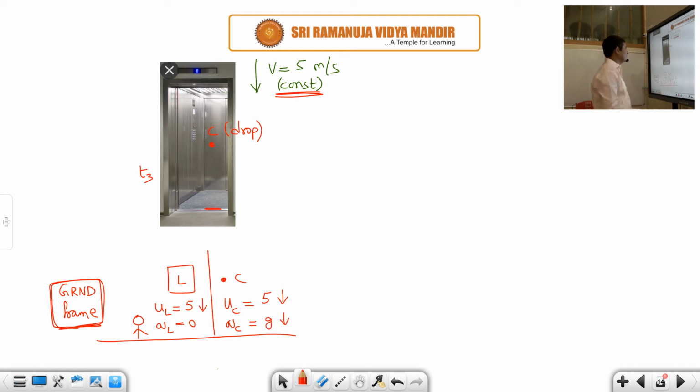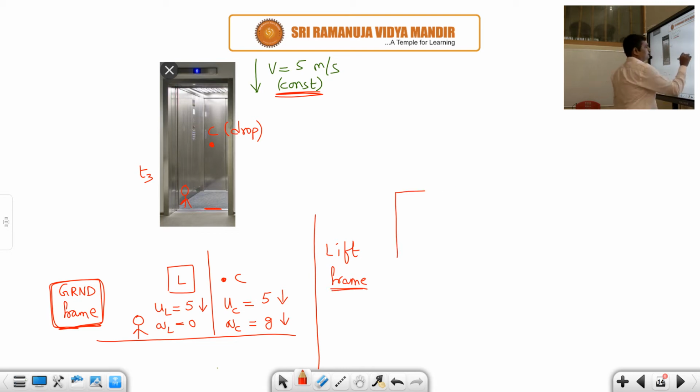Okay, so this is from the ground frame, but now we are seeing from the lift frame, correct or not, students? Now we have to calculate from the lift frame. Suppose this is the lift, and I am standing on the lift frame. As soon as I stand on the lift frame, the lift is at rest, it is not moving. Now there is a coin here.